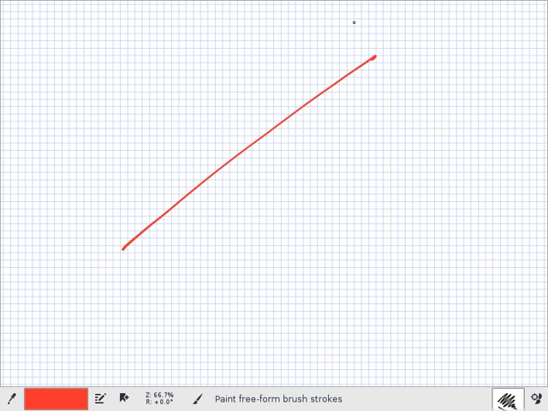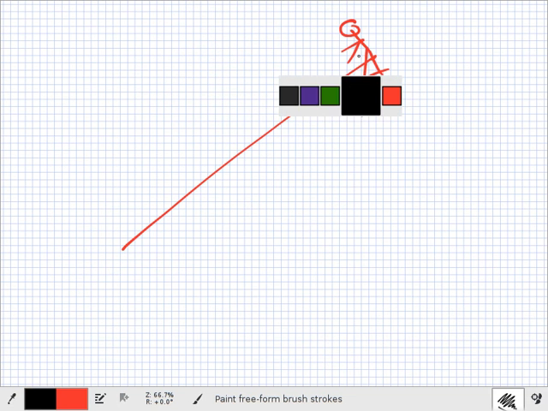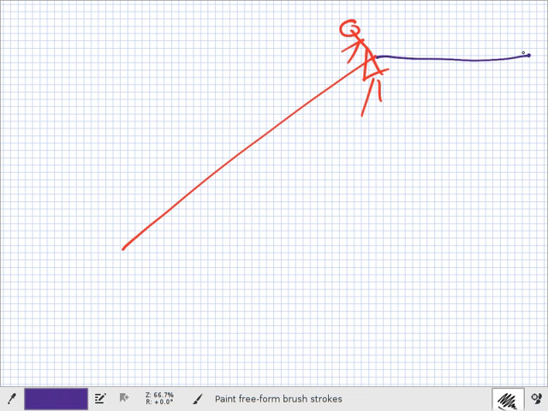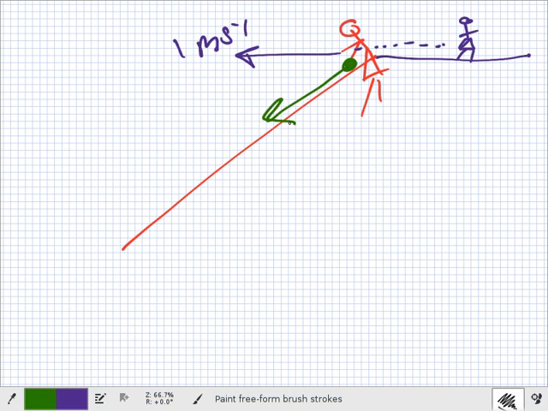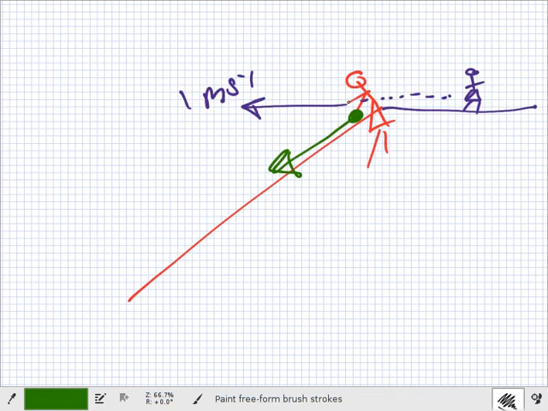Here's the slide. Here she is. And her speed at the beginning, because the stair is flat, she comes along this way with 1 meter per second. And I just want you to resolve in this direction and this direction. So what's this angle? 45. So this would be 1 cos 45, and this would be 1 sin 45. And that's all.